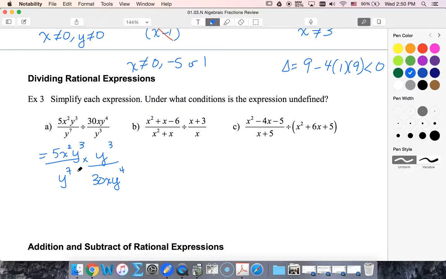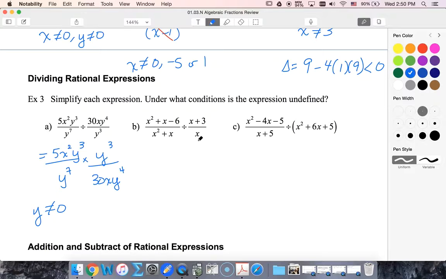So again, I'm going to simplify, and I'll leave that to you, but I want to talk about under what conditions the expression is undefined. So I want to start with my original. So this is undefined, first off, if y is equal to 0, because I would be dividing by 0 here. So y cannot be 0. Same is true for this one, so I don't need to do that again.